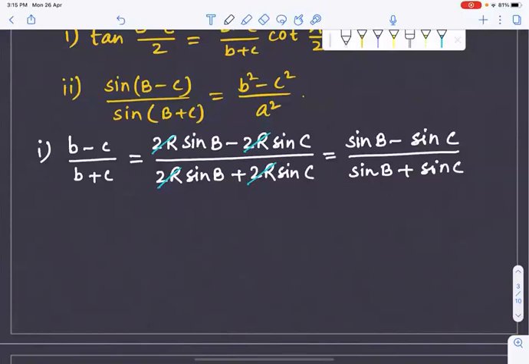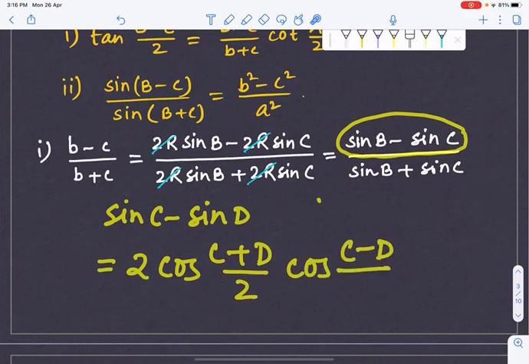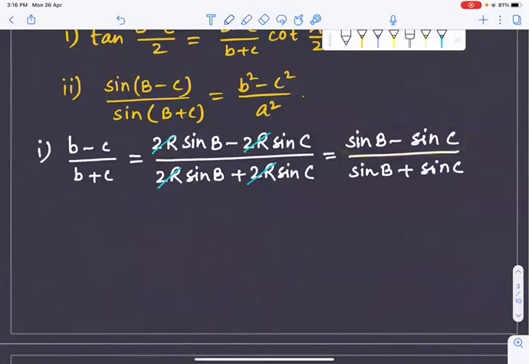Now, there are some trigonometric identities which I have already taught you. If you try to recollect, there is a formula for sin C minus sin D or sin C plus sin D. The formula is like this: 2 cos (C plus D) by 2. If you don't remember, I will write it again here: sin C minus sin D equals 2 cos (C plus D) by 2 into sin (C minus D) by 2. That is the formula for sin C minus sin D. And similarly, we have a formula for sin C plus sin D. We are going to use them here.